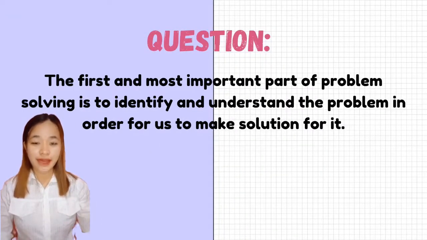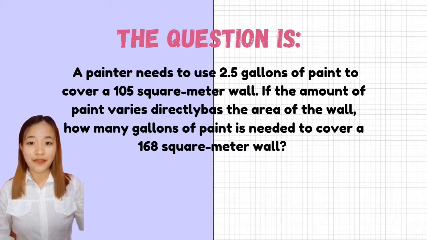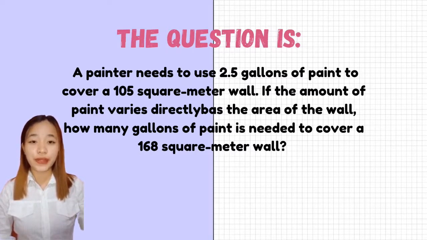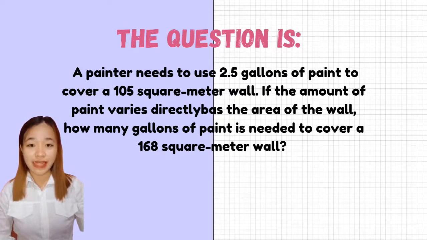So first, we have the question. The first and most important part of solving a problem is to identify and understand the problem in order for us to solve and find the solution for it. So let's have the word problem: a painter needs to use 2.5 gallons of paint to cover a 105 square meter wall. If the amount of paint varies directly as the area of the wall, how many gallons of paint are needed to cover a 168 square meter wall?